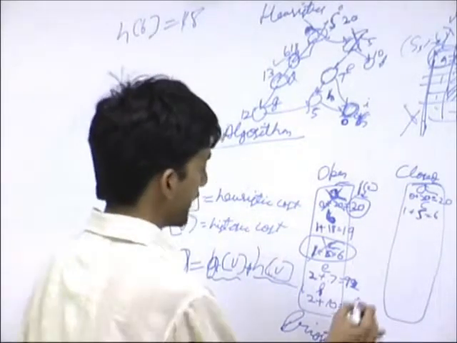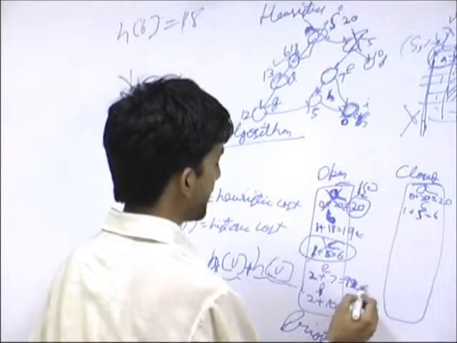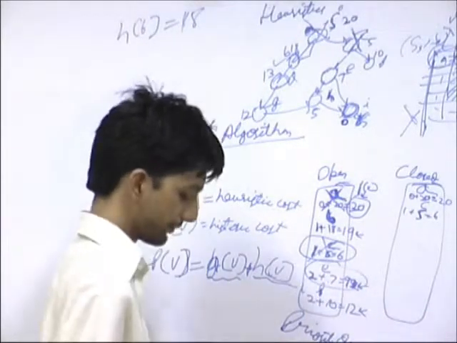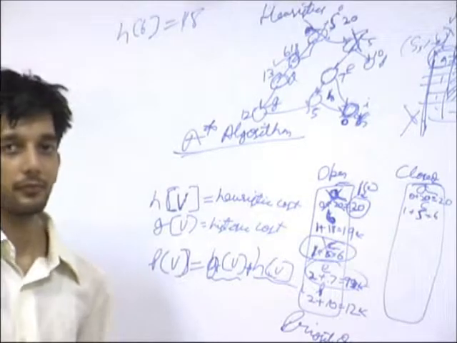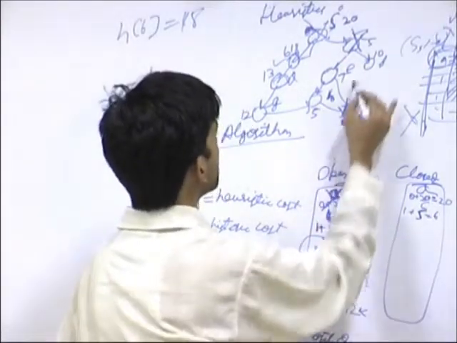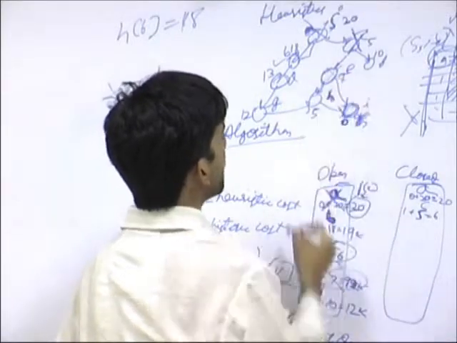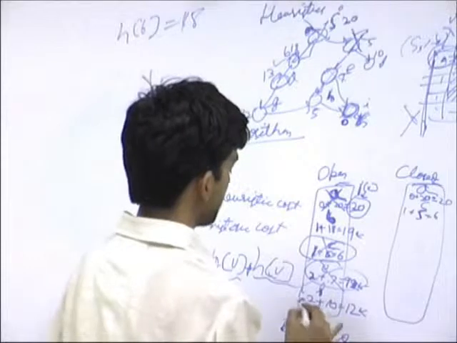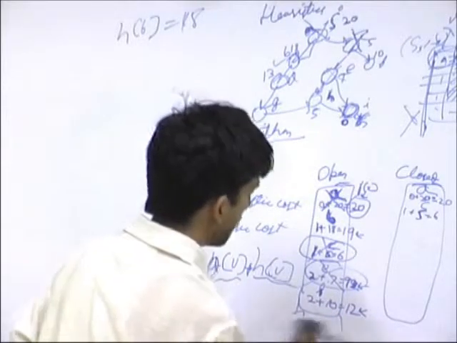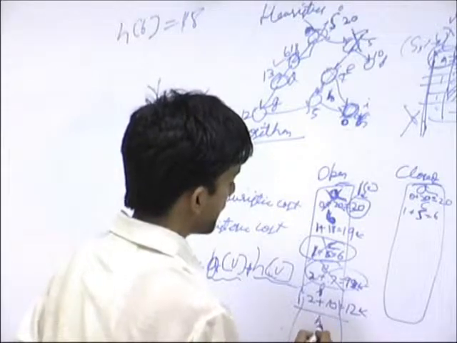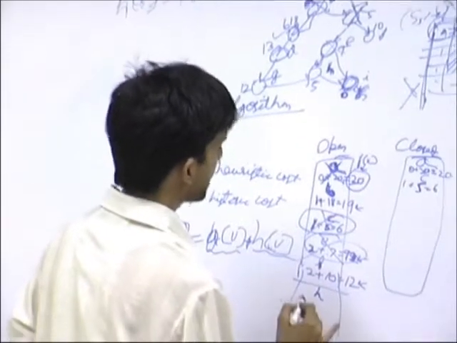And similarly, now there are 3 nodes. Priority 19, priority 9 and priority 12. So priority 9 is lowest. So I take out E. I take this out, I get H and I get I. So H is inserted and I is inserted.